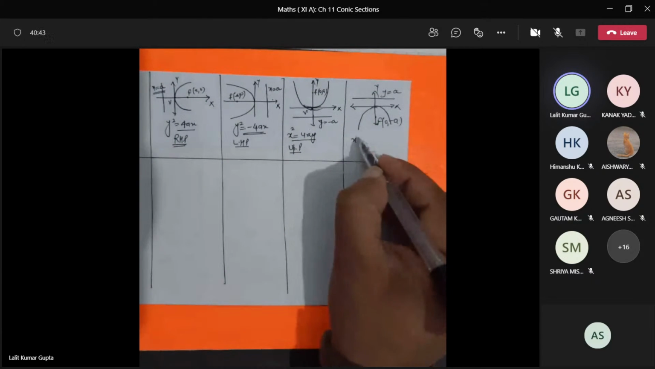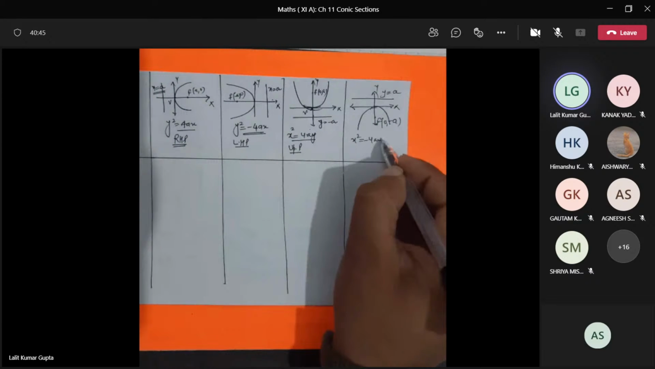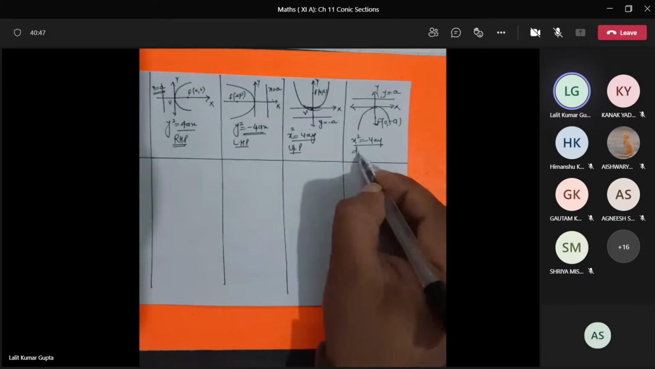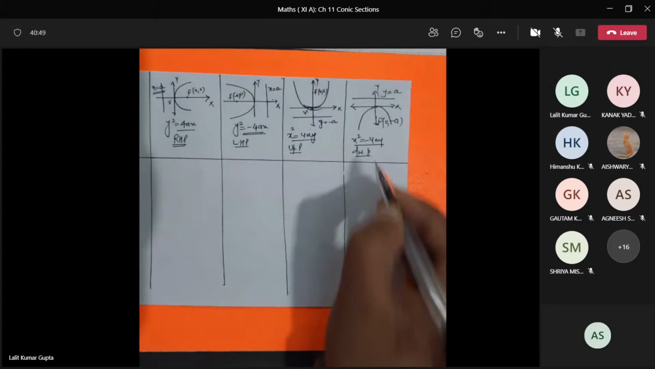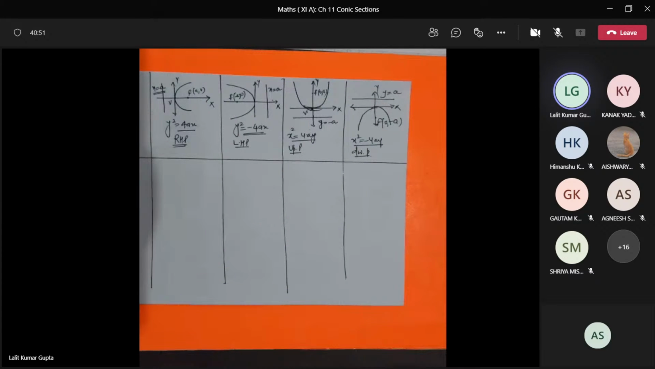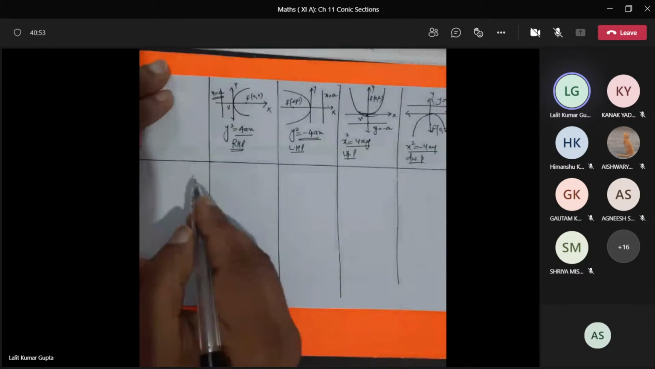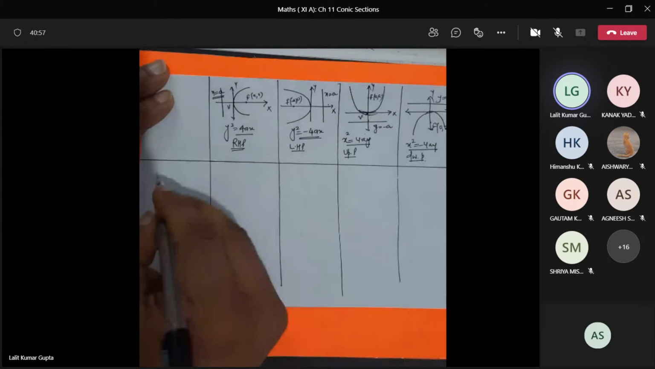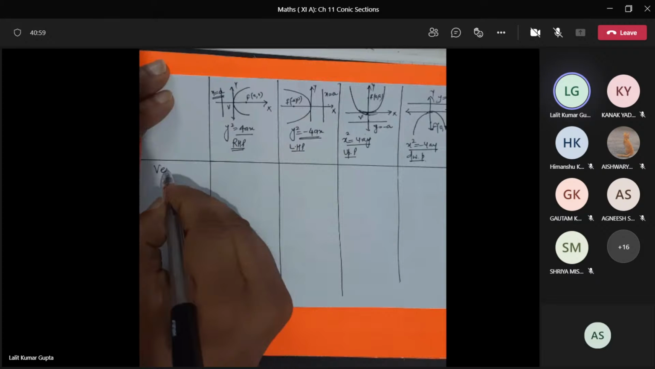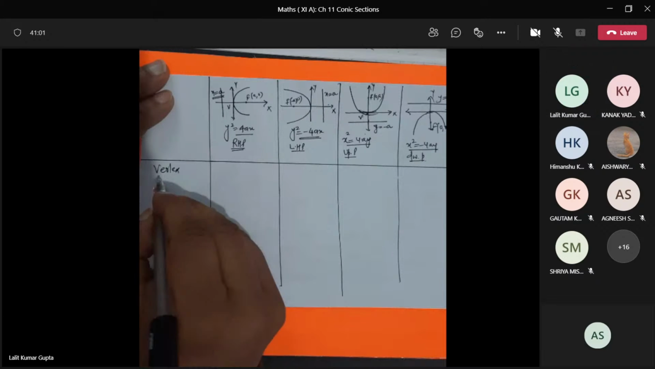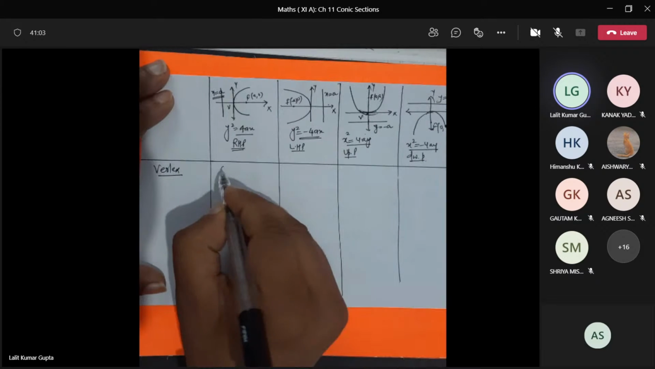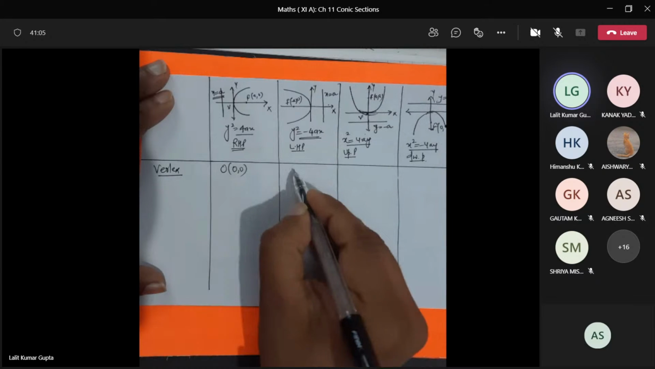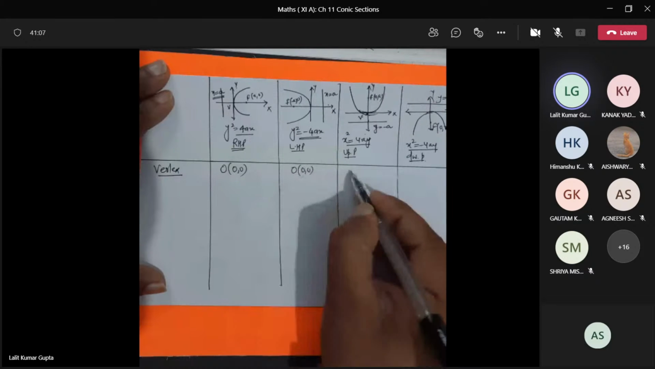And this equation is x square equal to minus 4ay, and this is known as downward parabola. ठीक है बेटा? Now, what are the points you have to remember? First thing, for all these parabola, what are the coordinates of its vertex? Vertex is at origin and coordinate of vertex is (0, 0) in each and every case.